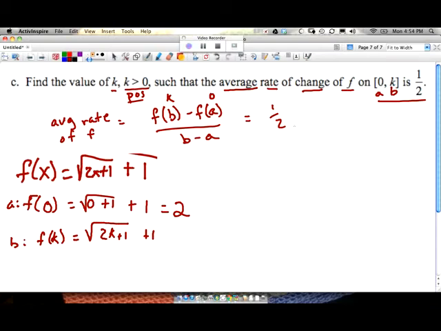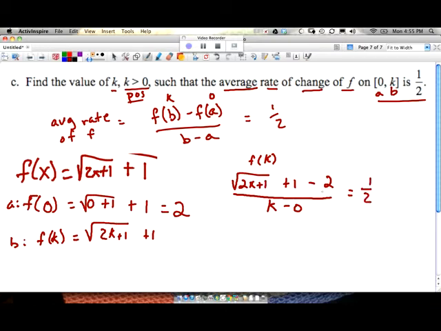So that means that this would have to equal 1/2. So we have the square root of 2k plus 1, and we got another plus 1. That's our f of k. And the f of a we figured out was 2, so it's minus 2. That's going to be over k minus 0. This has to be equal to 1/2.